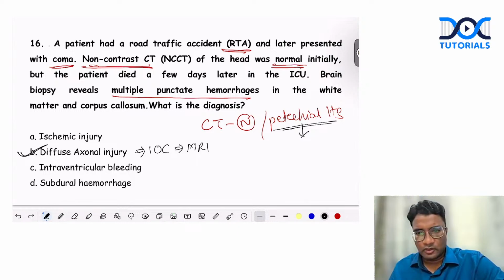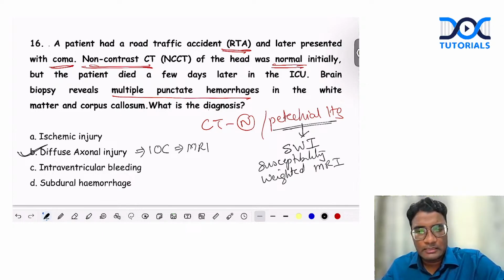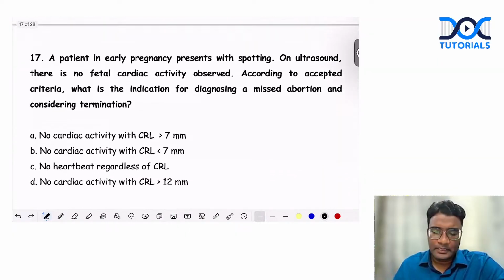Which sequence of MRI can be used to look at petechial hemorrhages of the brain? Susceptibility weighted imaging, right? So susceptibility weighted MRI. The susceptibility weighted imaging, or SWI, looks at the petechial hemorrhages, the microhemorrhages in the brain. So this is diffuse axonal injury.